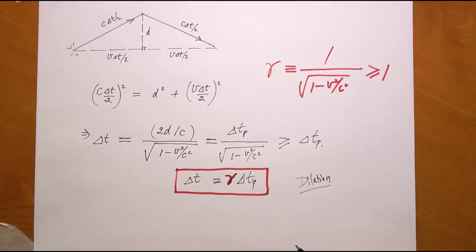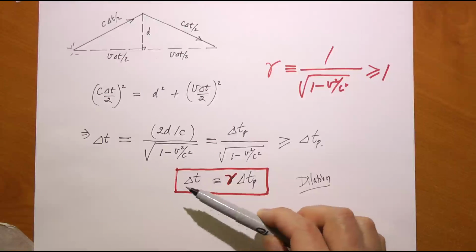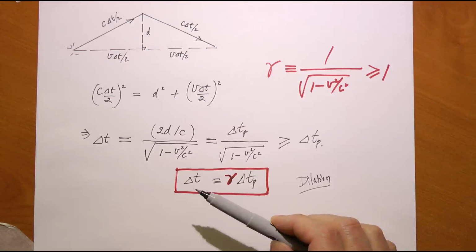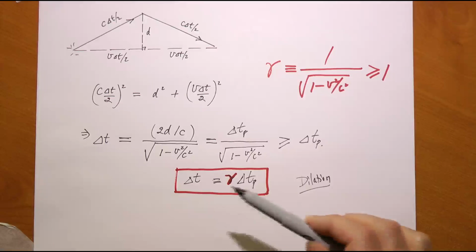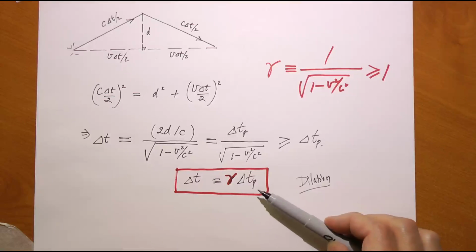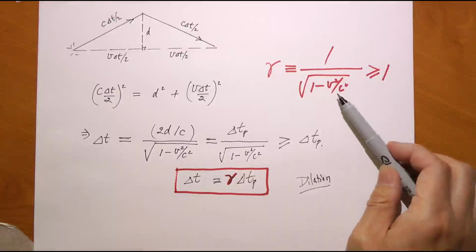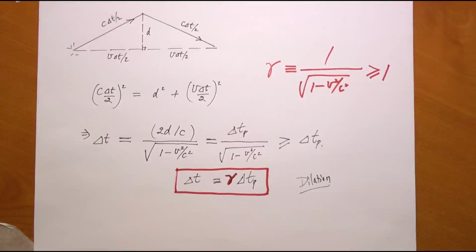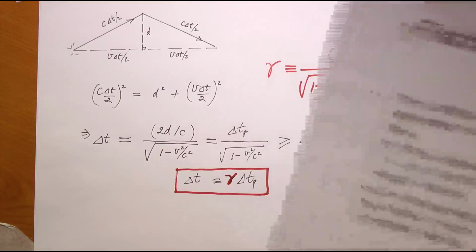But according to an Earthbound observer who has a telescope trained on that fast-moving space shuttle, the same heartbeat interval between the two heartbeats is gamma times delta t proper. And depending on how fast v is, gamma can be significantly greater than 1. We can look at some numerical values, okay?